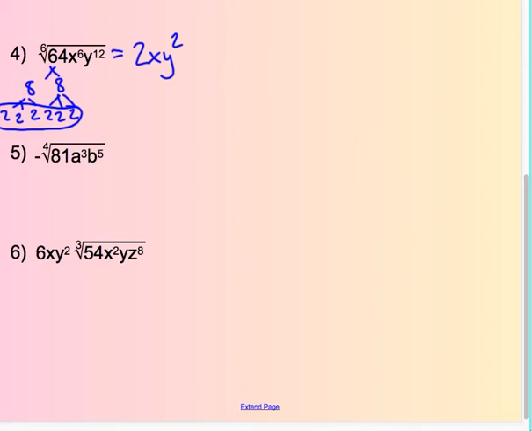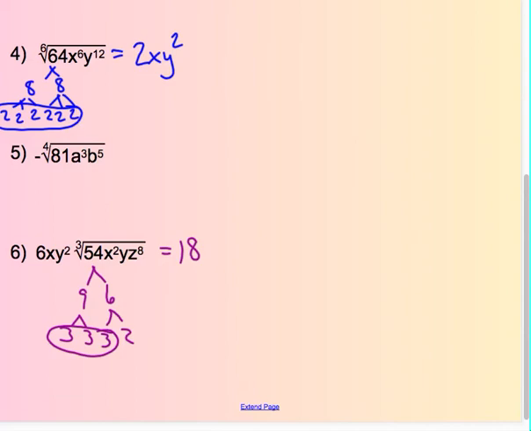We'll do one more together, and actually this time I'm going to go ahead and do question 6, just to show you what happens if you do have a coefficient, and then you can try question 5. Looking for perfect cubes, 54 is 9 times 6. 9 is 3 times 3, and 6 is 3 times 2, so we have a group of 3 3's. We will pull the 3 out and multiply it by the 6. So 6 times 3 gives us 18. We have an x squared under the radical, that can't be factored out. Y under the radical, that can't be factored out.